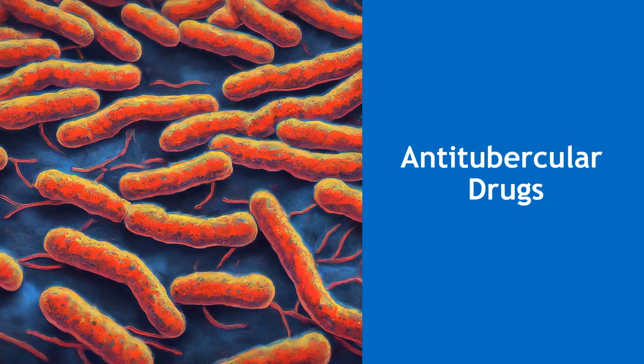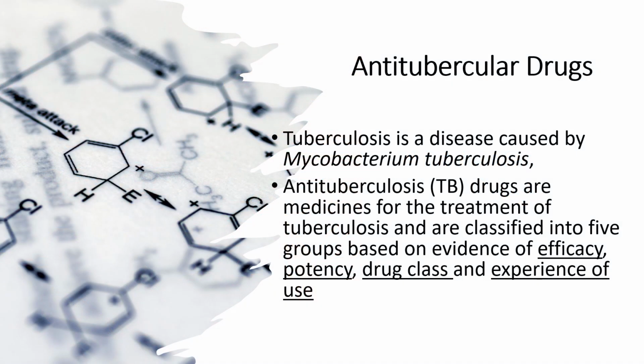So therefore, treatment of TB has a peculiar way where we have first line, third line, up to fifth line of treatment drugs. The drugs used in treatment of tuberculosis are classified into 5 groups, and this is based on evidence of their efficacy, potency, the drug class, and experience of use. So antitubercular drugs are actually based on these groups. So we will look at these drugs and their modes of treatment in terms of line of treatment, one after the other.